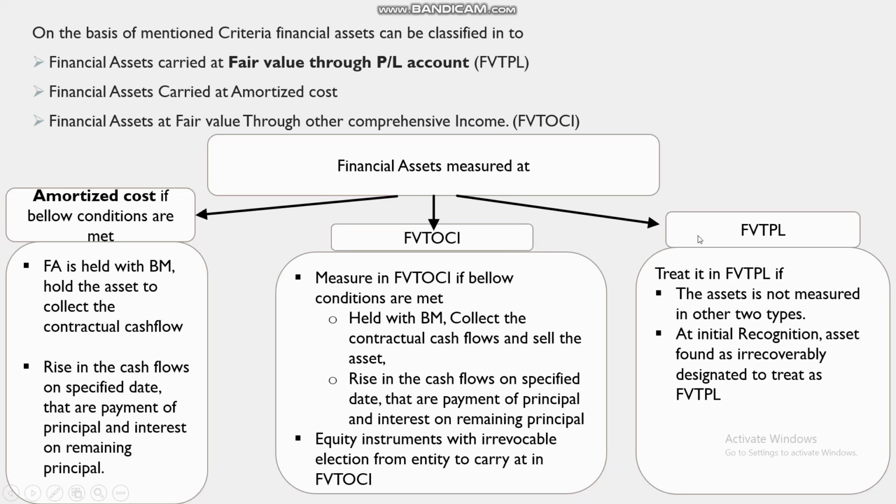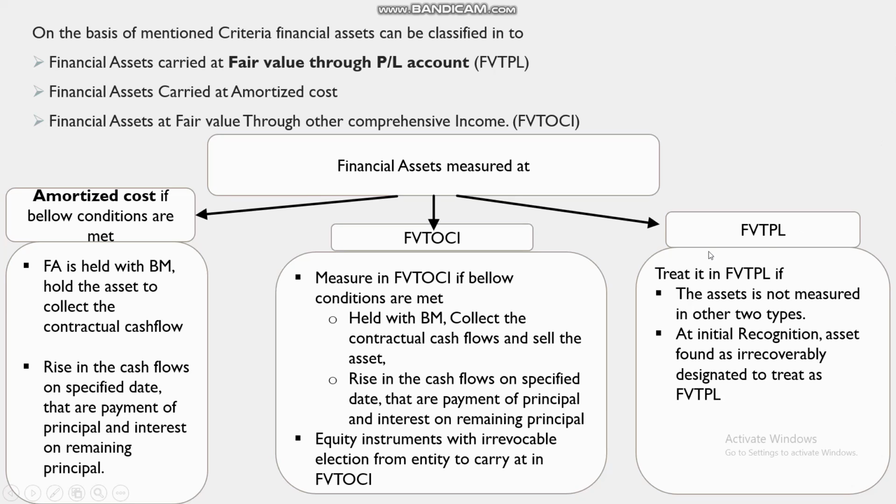So when are we going to treat it in the profit and loss account, fair value through profit and loss account? Treat it as FVTPL if these assets are not measured in the other two types. If the asset is not measured in these two types, then directly we need to take it to the fair value through profit and loss account. At the initial recognition, the asset is irrevocably designated to be treated as FVTPL. So at the beginning of the contract itself, if it is mentioned to treat the asset in the profit and loss account at fair value, then we need to treat it in the fair value through profit and loss account.